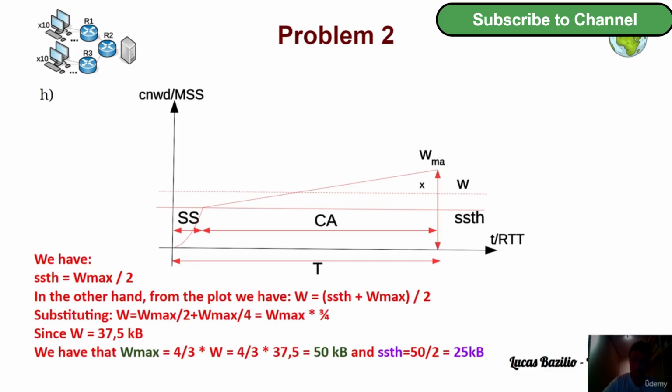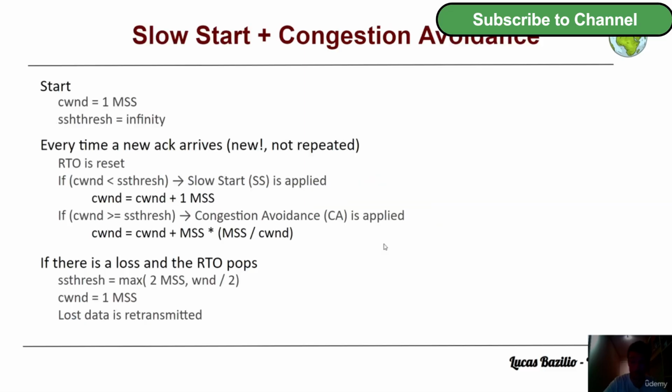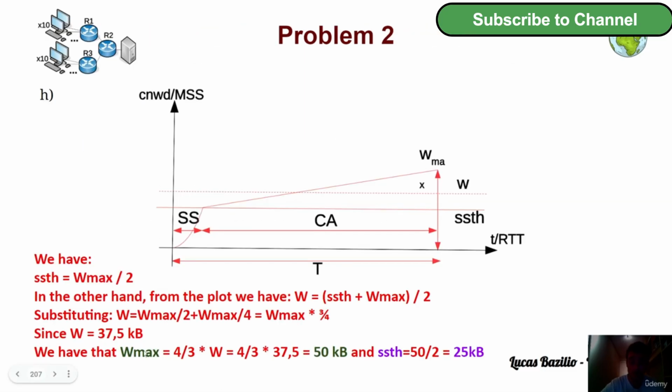So remember, the value of the slow start threshold, we already calculated on the previous question H. The value of the slow start threshold is 25 kilobytes. And so we begin until we arrive to this value. Remember that this value is the maximum value of the window, which we also calculated. The maximum value of the window is 50 kilobytes.